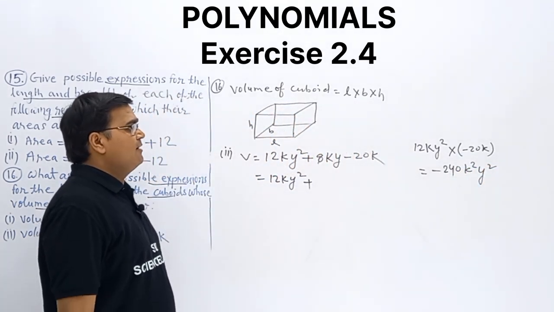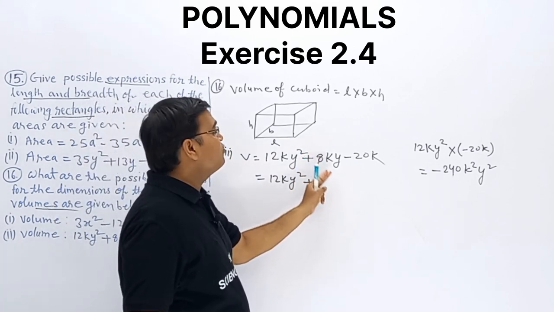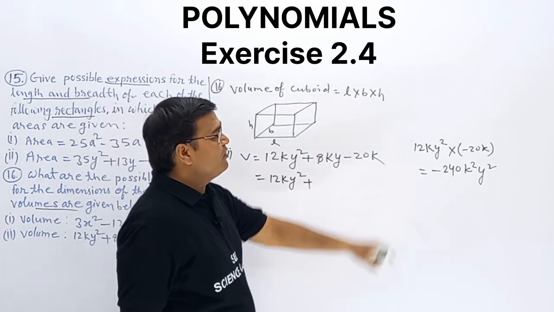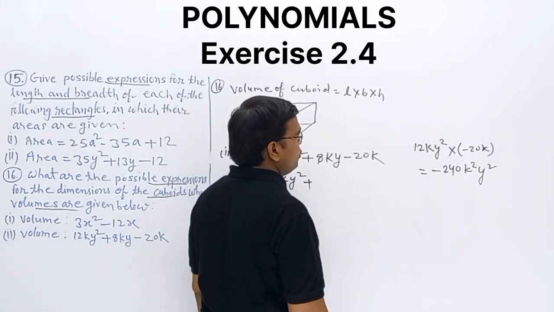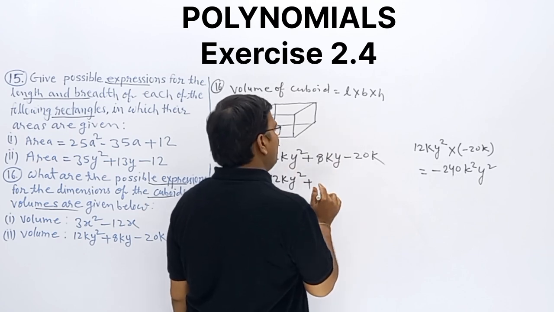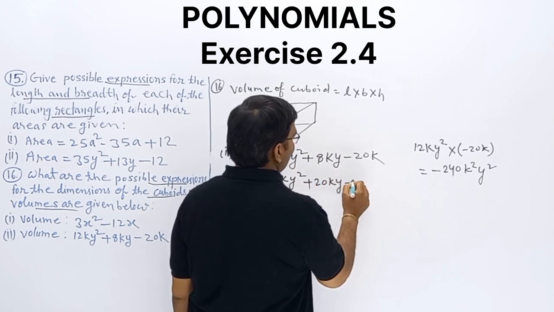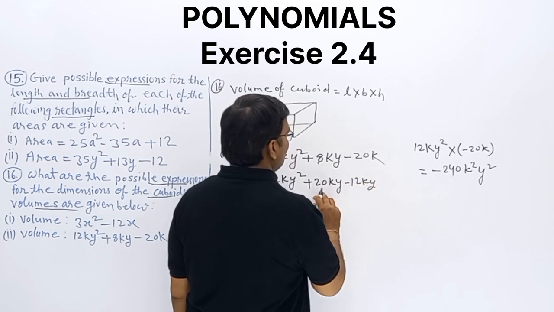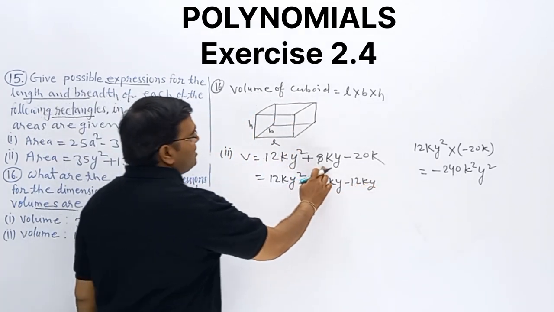So we will take two parts, and the sum should be this one and the product should be this one. So this can be what? 20 and 12. The same we can take, 20 and 12. 20ky minus 12ky. Remaining is this one, 8ky square.